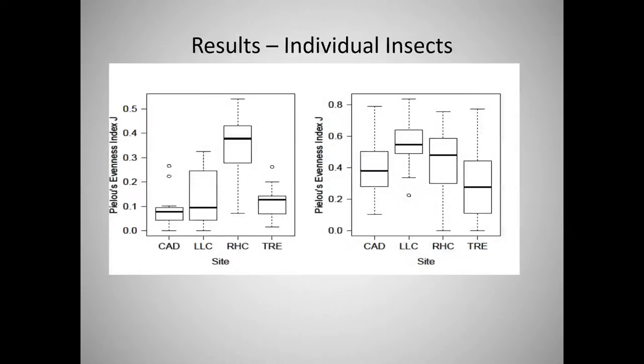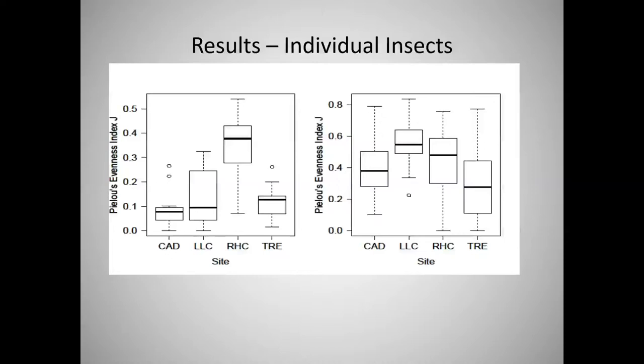But when we get to individual insects, the situation is slightly different. Pielou's J runs in the opposite direction, just to keep you going. If J is low, you are specialized. If it is 1, you are generalized. And in the early period, on the left-hand side of the graph here, you can see that values of J were really quite low, all below 0.5, some quite close to 0. So individuals appear to be quite specialized.